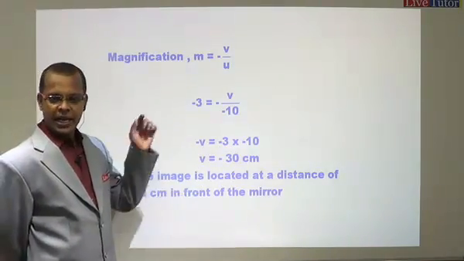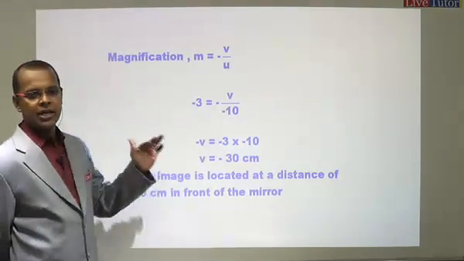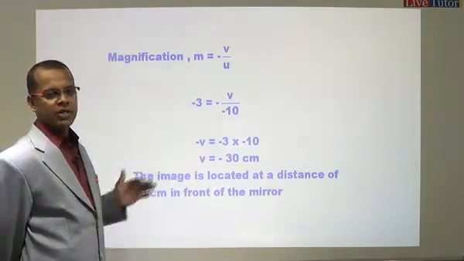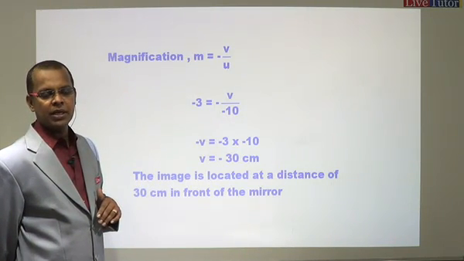It means that since V is also minus, the image is located at a distance of 30 centimeter in front of the mirror. The image is located at 30 centimeter in front of the mirror.